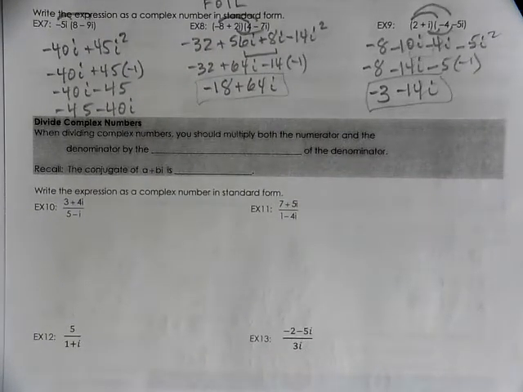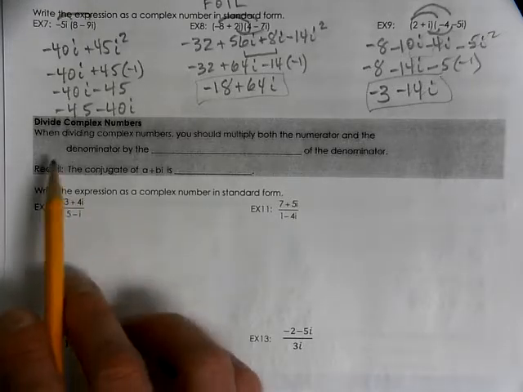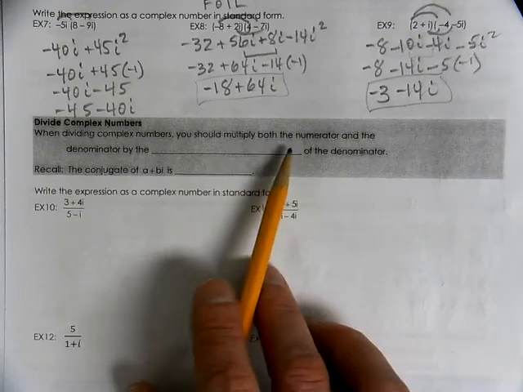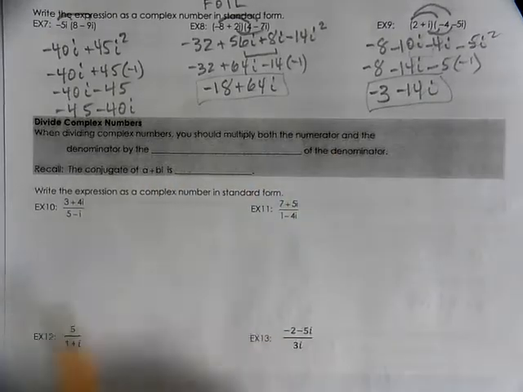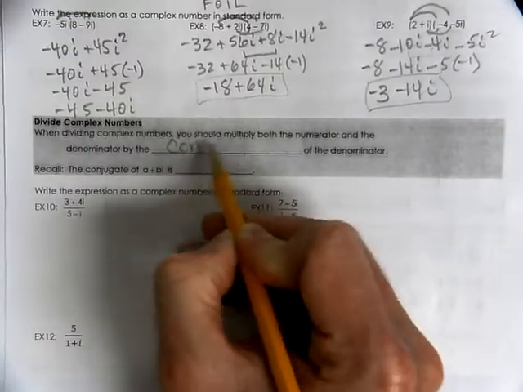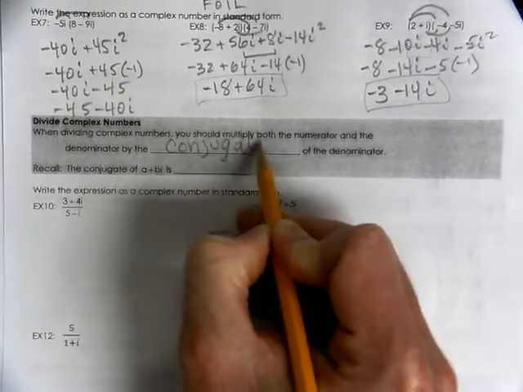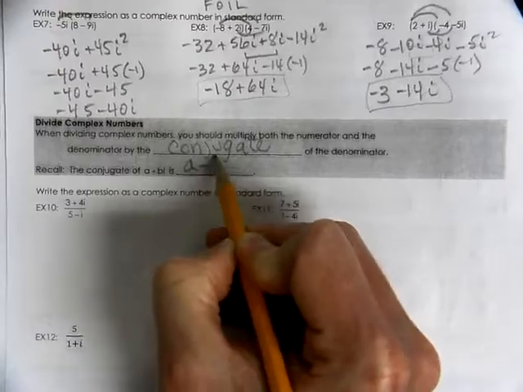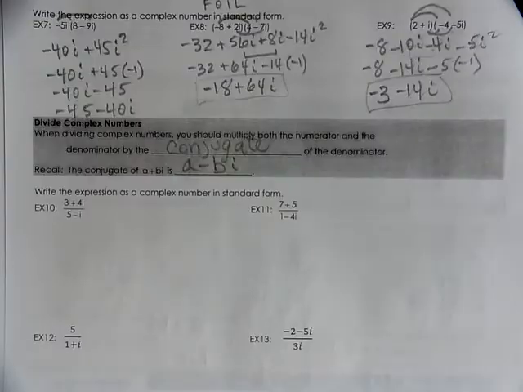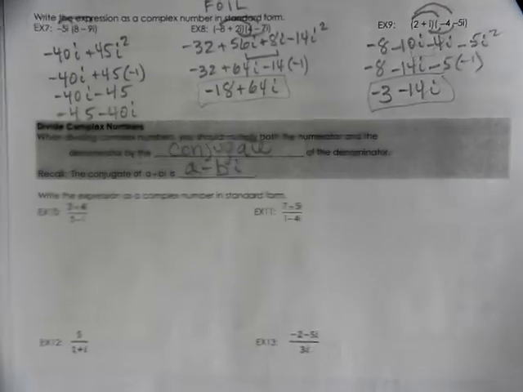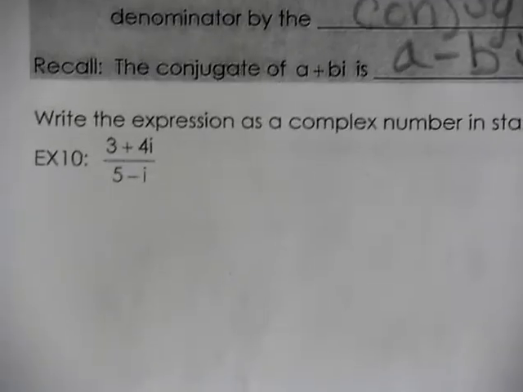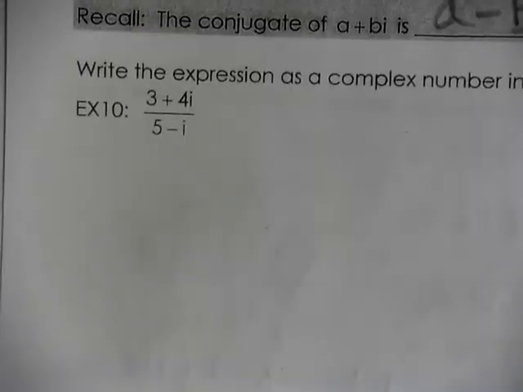And the last type we have is just working with complex numbers. When dividing complex numbers, you should multiply both the numerator and denominator by the conjugate. We've learned about that before. And the conjugate of a plus bi is going to be a minus bi. We have to change that sign. So just like we did it with radicals, we're going to do this with imaginary numbers.